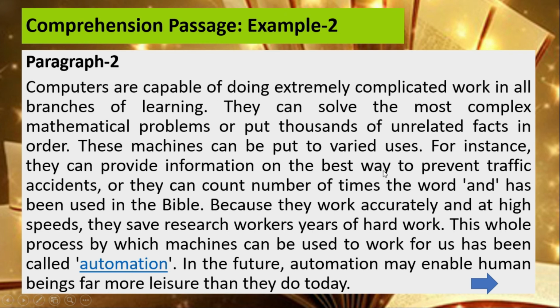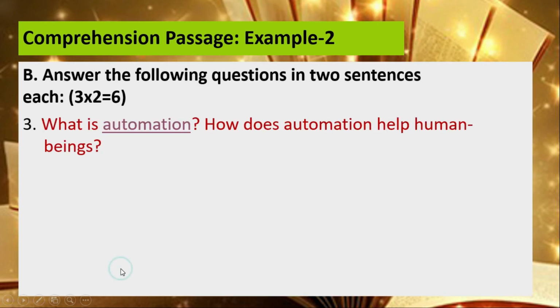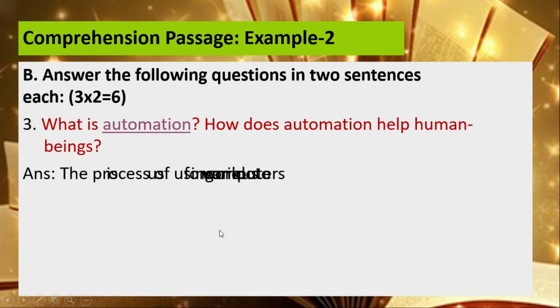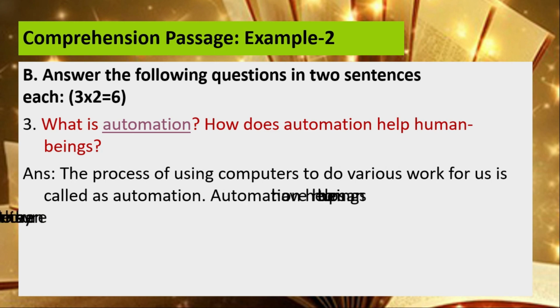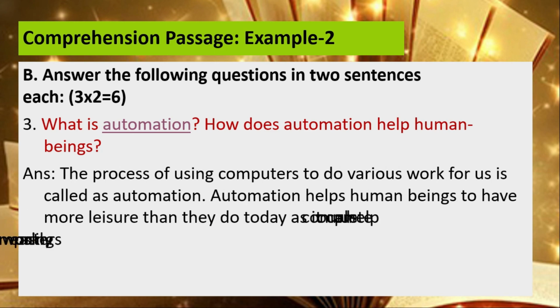But you see here, the computer is used in human work. The whole process of using computers in human work, like calculation, counting, word processing, there are a number of things given here, right? This is known as automation. So by understanding the process, you have to define it as: the process of using computers to do various work for us is called automation.